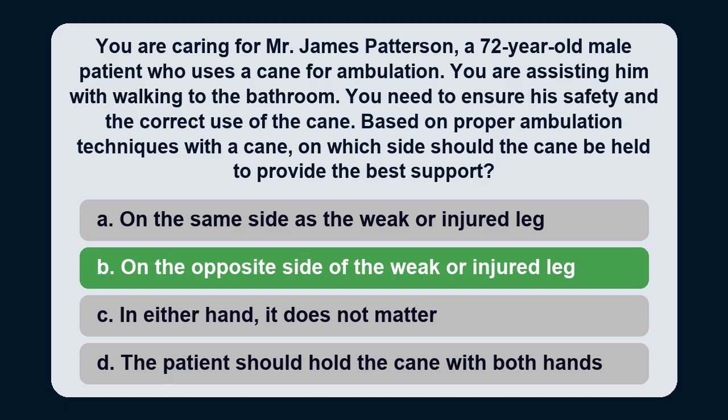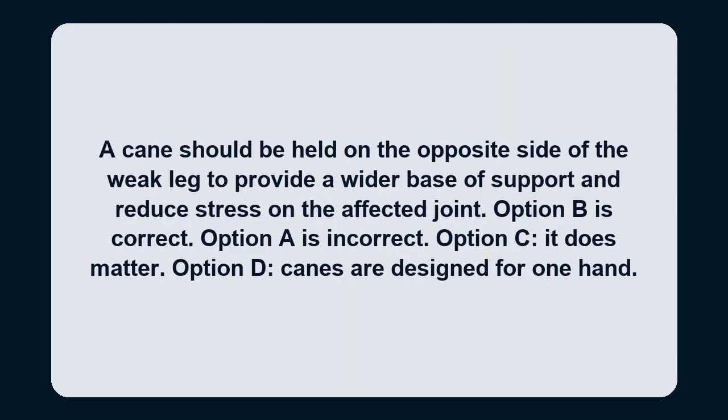The answer is B. A cane should be held on the opposite side of the weak leg to provide a wider base of support and reduce stress on the affected joint. Option B is correct. Option A is incorrect. Option C, it does matter. Option D, canes are designed for one hand.